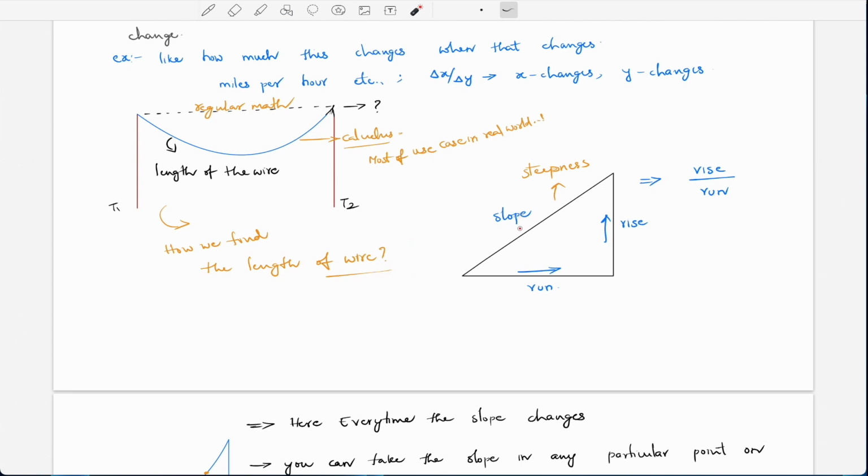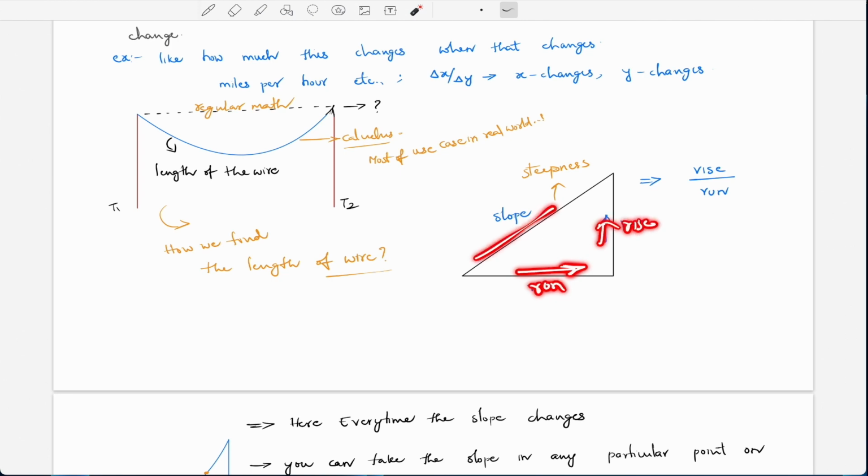How do we find the slope of that line? If I take a right angle triangle, this is run and this is rise, right? The horizontal one becomes run, and the vertical one becomes rise.